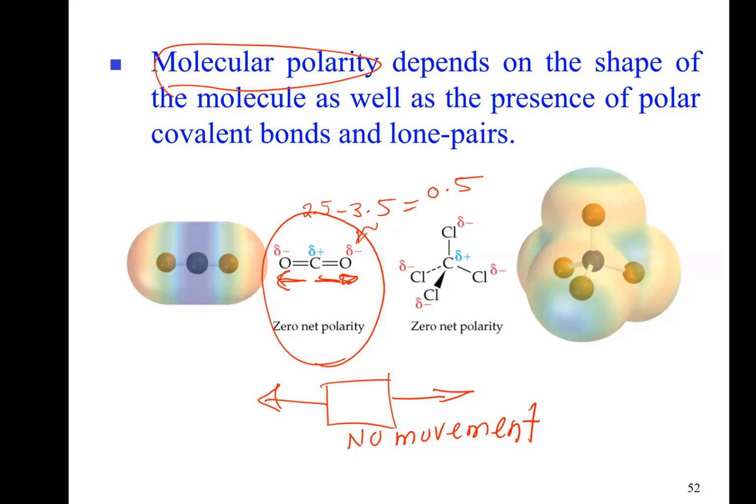So zero net polarity in this case. These are all chlorine. So is each one of these bonds polar or not? Yes. The difference of electronegativity between carbon and chlorine is 0.5. So this bond is polar, electrons are being pulled toward chlorine, toward chlorine, toward chlorine, and toward chlorine.